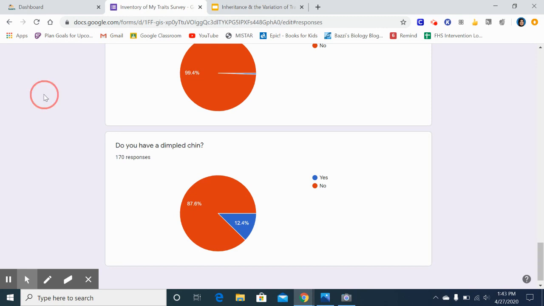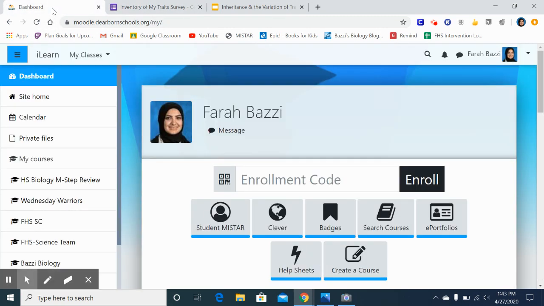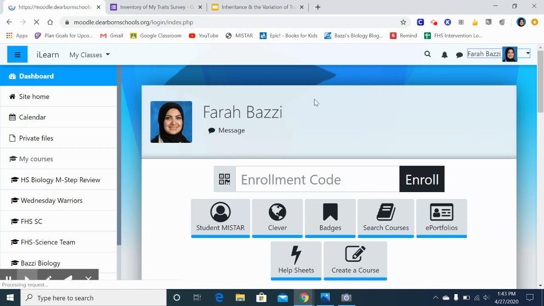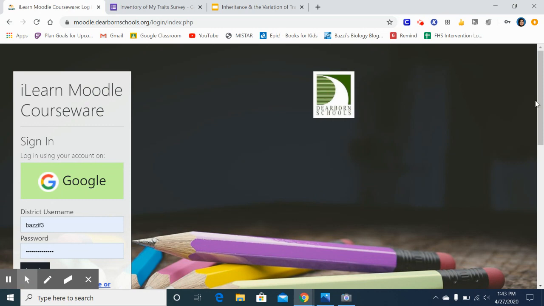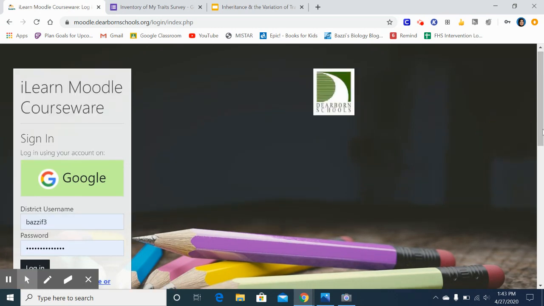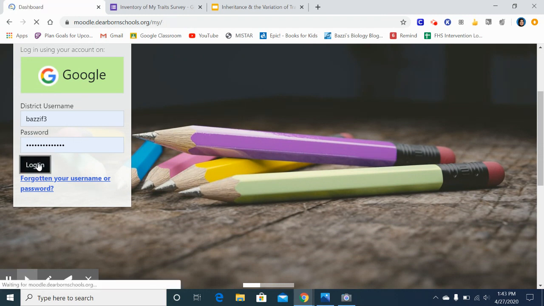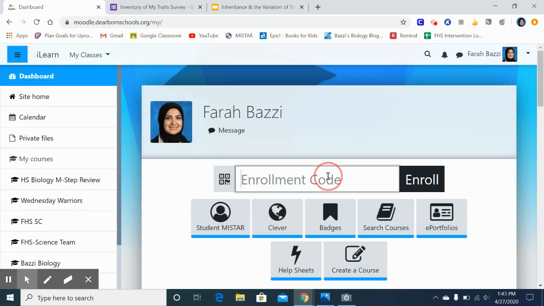So I'm just going to show you real quick what to do. You go to iLearn, so you go to moodle.dearbornschools.org. You log in, and it will show you a home screen just like mine. So actually, let me sign out and show you how to do that. Log out. So again, your main page will look something like this. You put your district's ID or your student ID, and you put your password and log in. It will take you to a dashboard, and then you put the enrollment code.